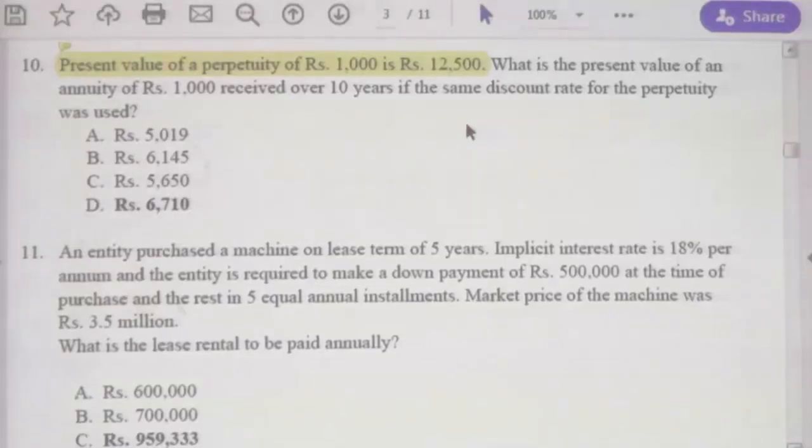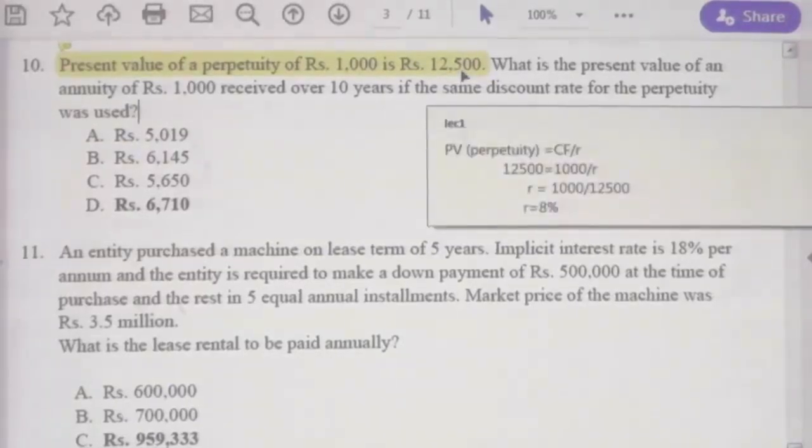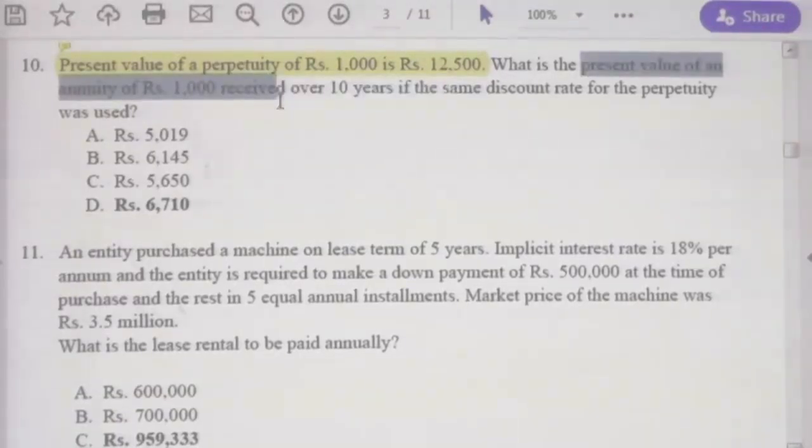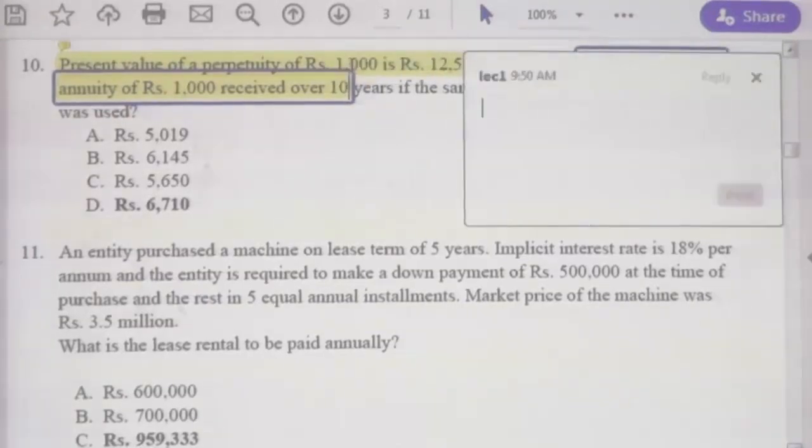If the same discount rate that was used for the perpetuity is used, what is that discount rate? 8%. Now, the perpetuity interest rate is 8%. You have to use the same value here, right? Now, you have to calculate the present value of an annuity of 1000 received over 10 years using the same discount rate. What is this question? Let's take that over 10 years, right?